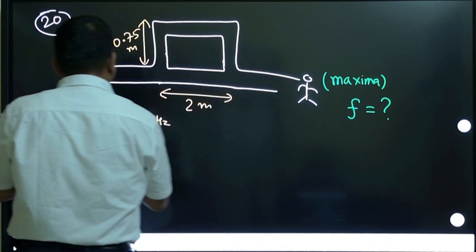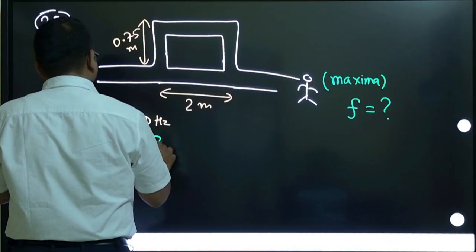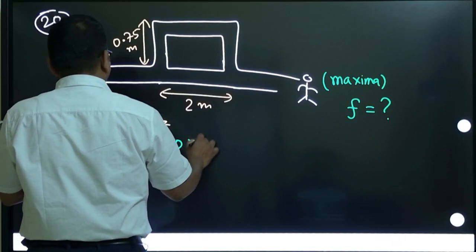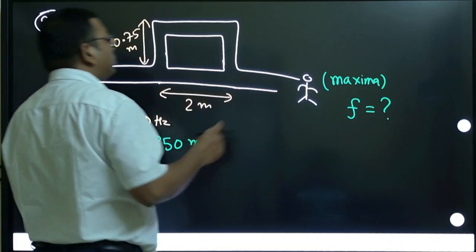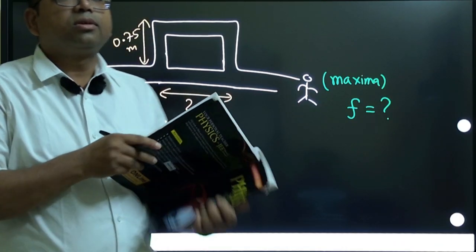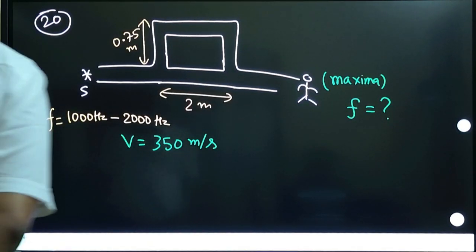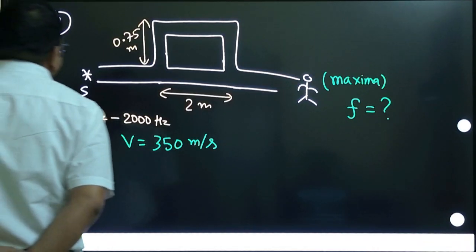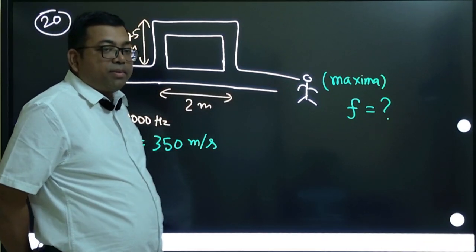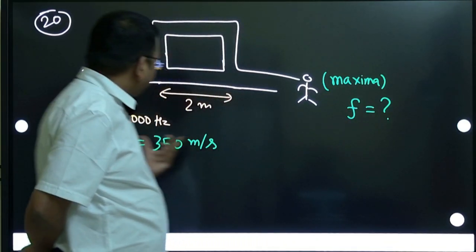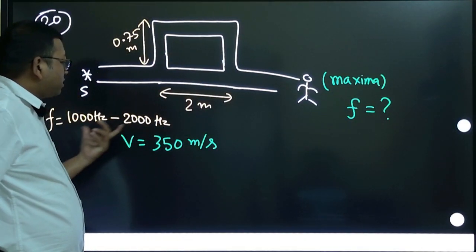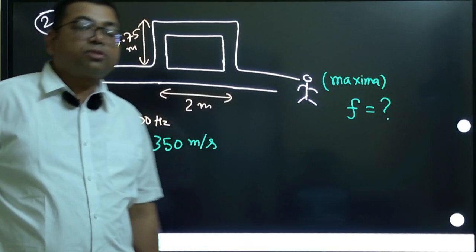Speed of sound is given. Sound speed is 350 meter per second. Now you should be able to solve this. Yes, both of you try this. And remember, this answer of frequency must lie between this range, because this is the range of frequency it can produce.